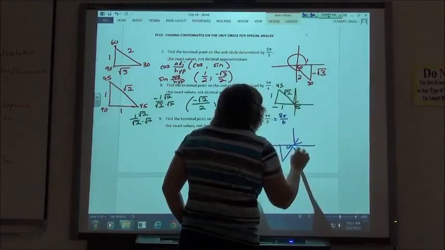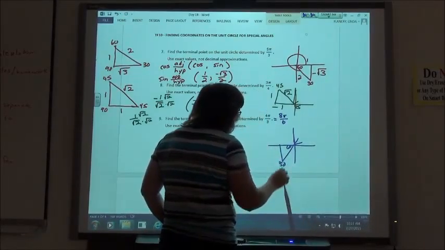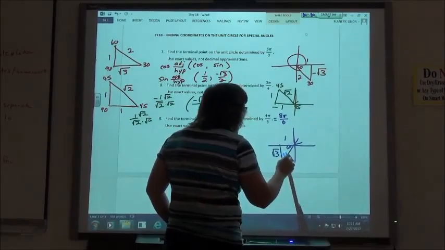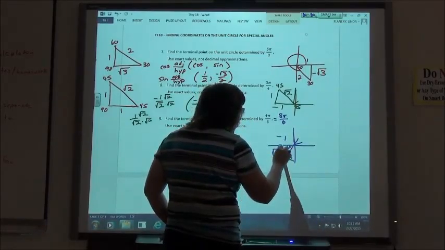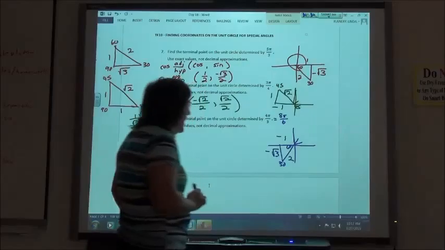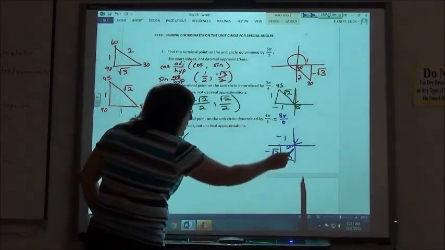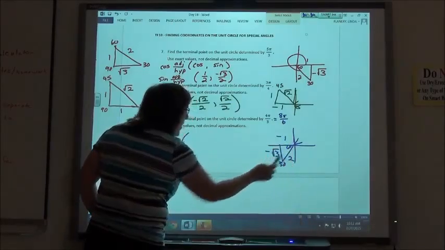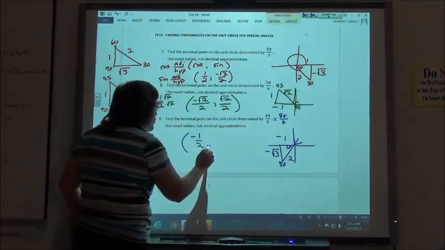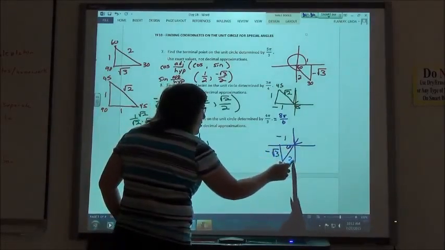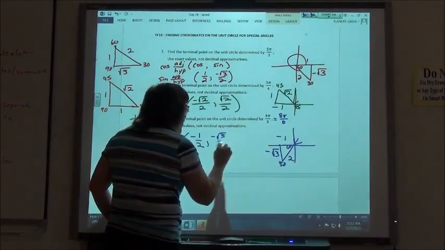With this being the 60 degree angle, so that one's 30. So I would have 1, 2, and the square root of 3, but this is going backwards, so it's negative. This is going down, so it's negative. And so my cosine would be the adjacent over the hypotenuse, negative 1 over 2, my sine would be the opposite over the hypotenuse, so negative square root of 3 over 2.